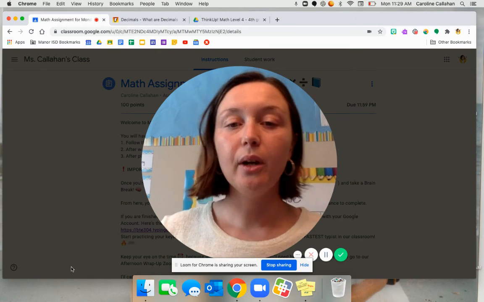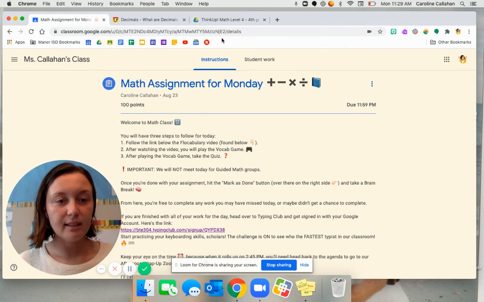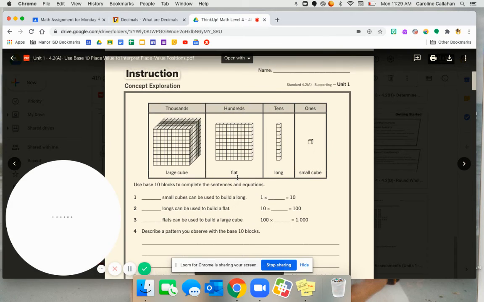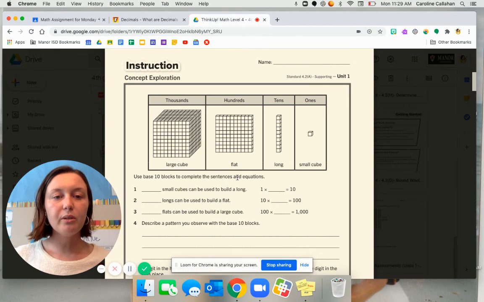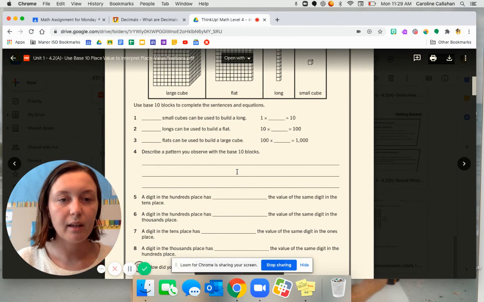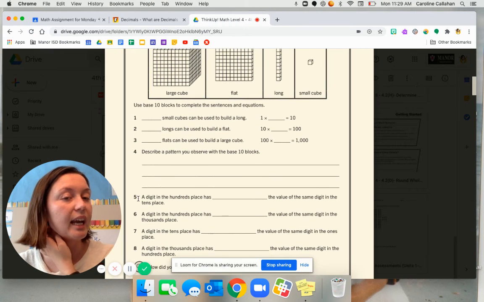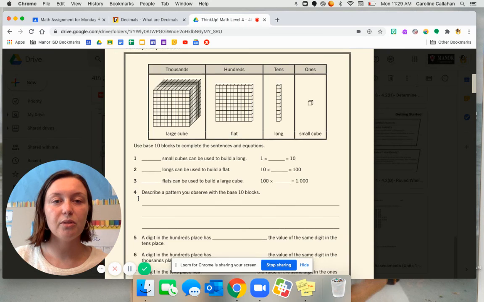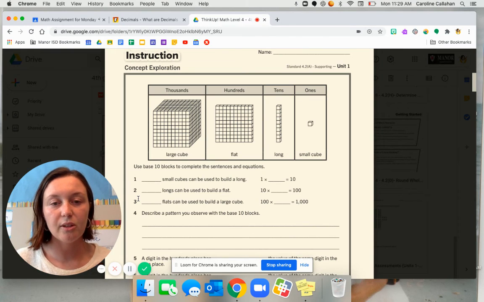Okay, so what you're going to do next is work independently on this activity. This is our concept exploration. It's going to be in a Google form for you. You're going to do numbers 1, 2, 3, and then I'm going to skip 4, and then do 5, 6, 7, and 8. What I want you to do is tell me, using the base 10 blocks, and don't forget, you can go find your virtual manipulatives if you need to. I showed you how to do that, and it's linked in your math assignment.